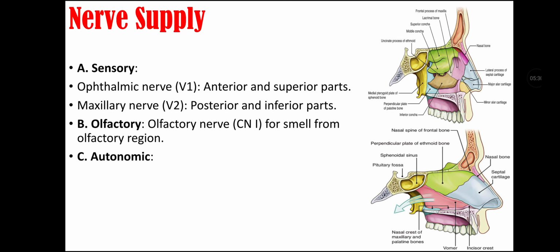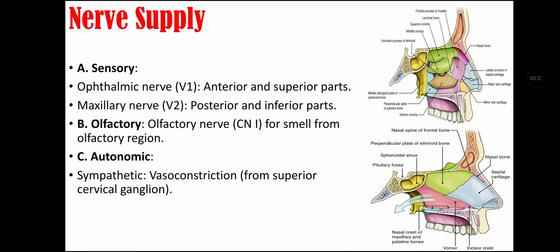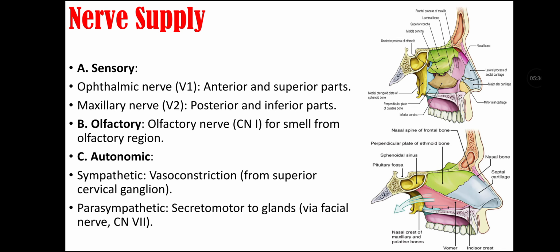Then there is autonomic nerve supply at the nose area, that may be sympathetic nerve supply or parasympathetic nerve supply. Sympathetic nerve supply causes vasoconstriction, and this supply is from the superior cervical ganglion, while parasympathetic nerve supply is the secretomotor to glands, and it is through the facial nerve.